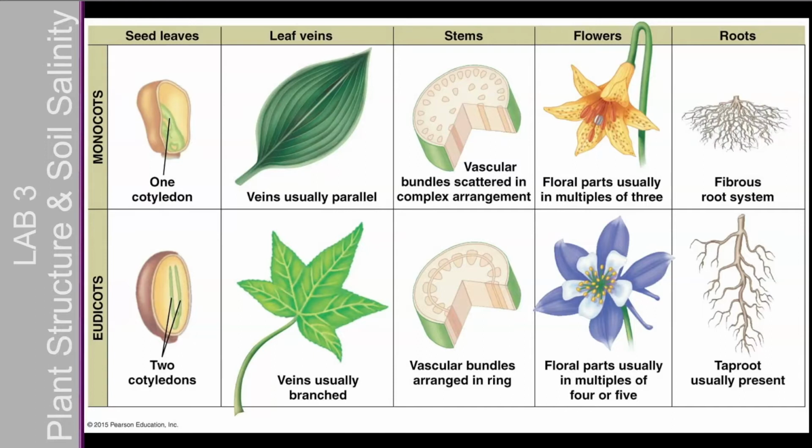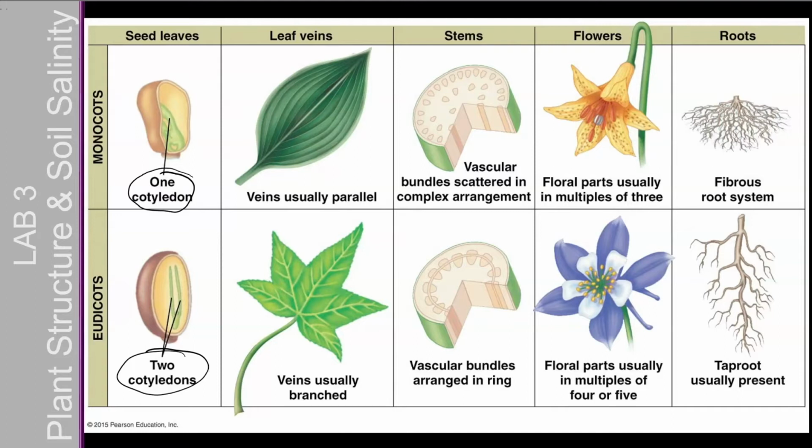So the characteristics that differentiate monocots from eudicots, the old term for eudicots being dicots, the main one is how many cotyledons. For a monocot there's one cotyledon. For a eudicot there's two cotyledons. So when it emerges from the soil coming from a seed, how many leaves does it have? If it has one, it's a monocot. If it has two, it's a dicot, or a eudicot now.